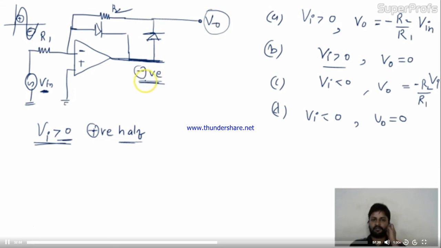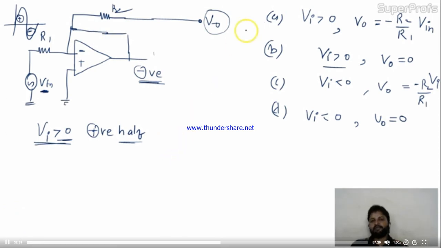What will this negative do? Because of this negative, this diode will turn off, going into reverse bias. The circuit will be like this. This one is going to conduct. So this is the circuit.